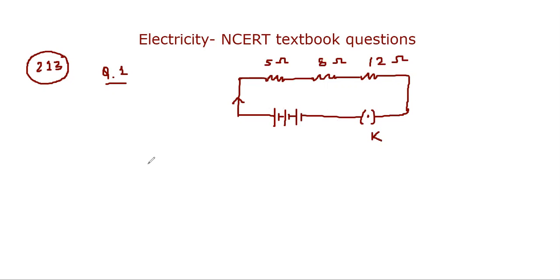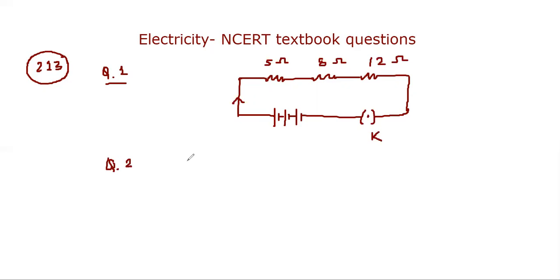Redraw the above circuit, putting an ammeter to measure the current through the resistors and a voltmeter to measure the potential difference across 12 ohm resistor. What would be the reading of the ammeter and voltmeter? So let's see question number 2.